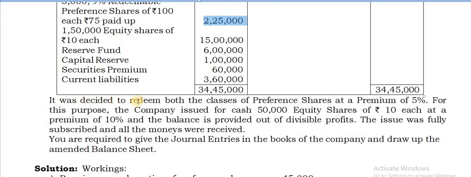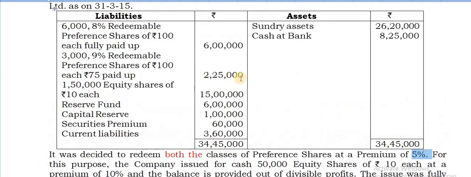It is decided to redeem both. Can you highlight this? It is decided to redeem both the classes of the preference shares at a premium of 5%. Now, if at all to be redeemed, it has to be fully paid up. So, 3000 shares, remaining 25 rupees, whatever is there, one has to make a call. For that, 2 entries have to be there for making a call and for receiving the call money. So, you need to pass 2 entries in the first stage itself for making these shares as fully paid up.